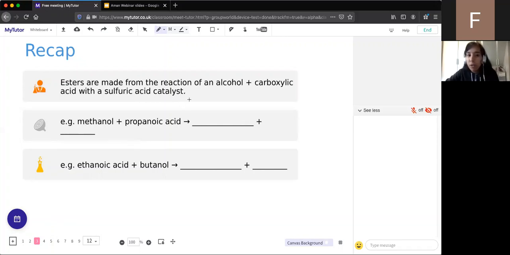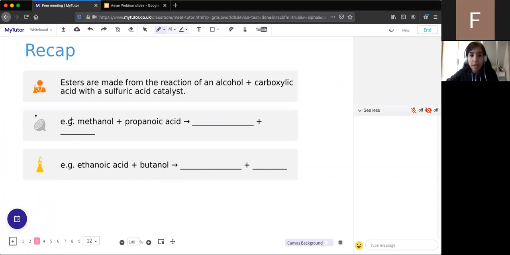I don't think I mentioned the sulfuric acid catalyst, but I did say there is a catalyst involved. If you're wondering what catalyst that is, it's sulfuric acid. You're not usually tested on that. It's just if you wanted to know. So let's try and remember what's produced when we react an alcohol and a carboxylic acid.